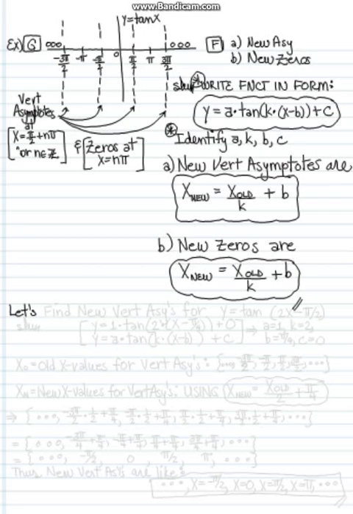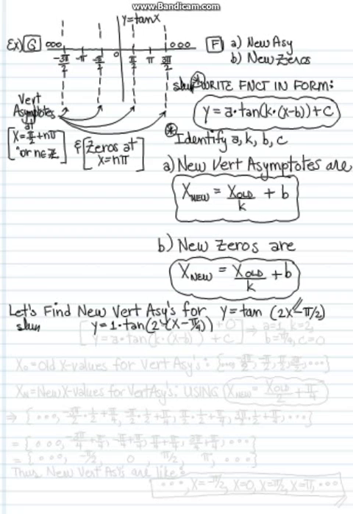Okay, so let's find the new vertical asymptotes for y equals tangent of (2x minus pi over 2). First, we have to get it in the proper form, so we'll rewrite it. It's given as 2x minus pi over 2. To get it in the new form, a tangent k(x minus b) plus c, we write 1 times tangent, and we pull out the 2. If you pull out the 2, you have parentheses.